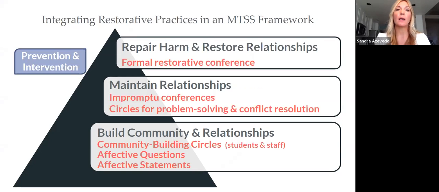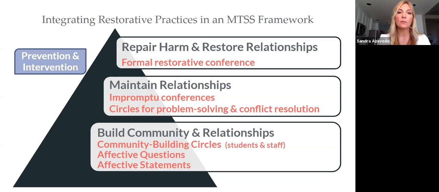So this is a reminder that restorative practices can fit into a multi-tiered system of support framework. And when we're thinking about using restorative practices in our classrooms and in our schools, we want to be thinking about this framework and emphasizing that tier 1 approach there at the bottom that highlights building community and relationships. And we want that to look like 80% of our time and energy is spent in that way. So how are we using community building circles with students and staff? How are we using those affective questions and statements around positive things, not just around things that are challenging?